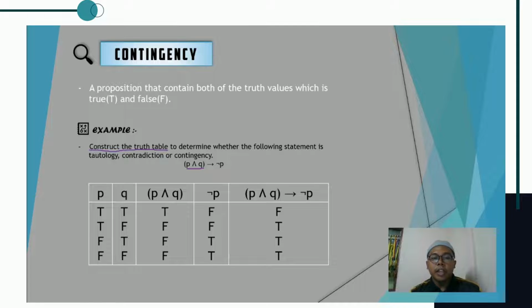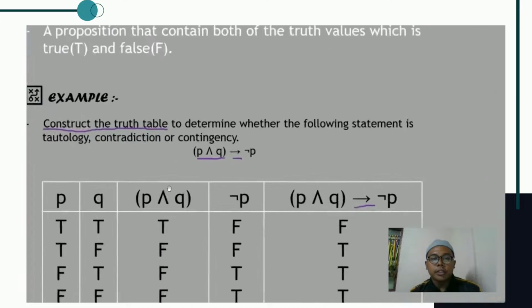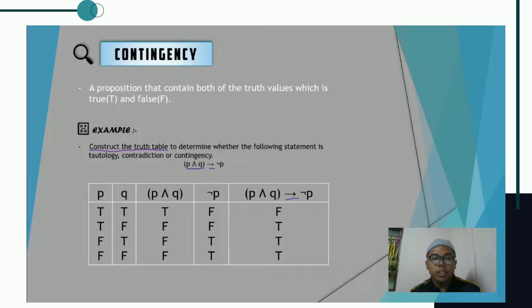So the last, P and Q implies not P. So this implies to this. For implies, the truth value is false if true implies false. Other than true implies false, the answer is true. So this one, true implies false, false; false implies false, true; false implies true, true; and the last one, false implies true. Sorry, the answer is true.